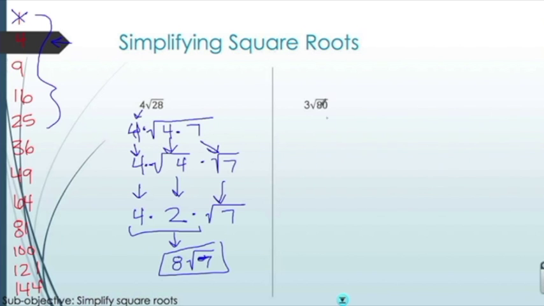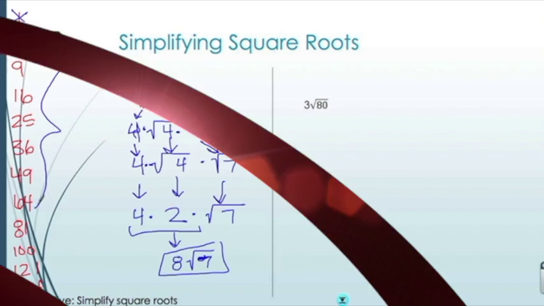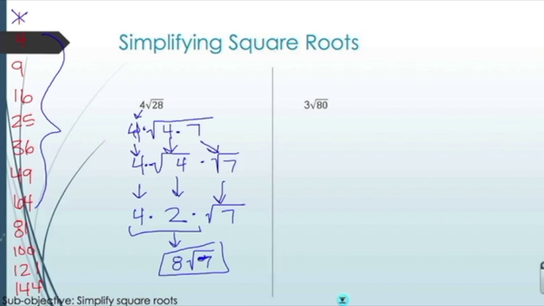Okay, let's try another one. We have 3 times the square root of 80. So we want to look for any perfect squares over to the left that go into 80. So we know it has to be from the list of perfect squares that are smaller than 80. So you might have noticed more than one answer.